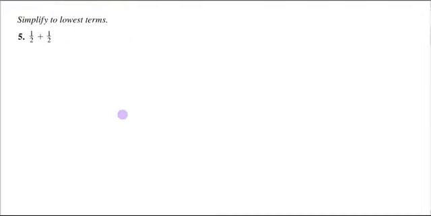Here we'll add a couple of fractions and then simplify to the lowest terms. Since they have the same denominator, it's quite easy. We have 1/2 plus 1/2, so it's 1 plus 1 all over 2, which is 2 over 2, which simplifies to be 1.